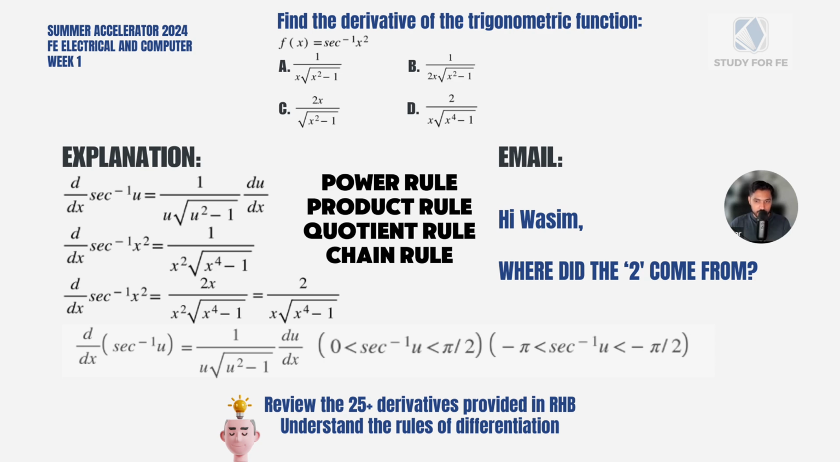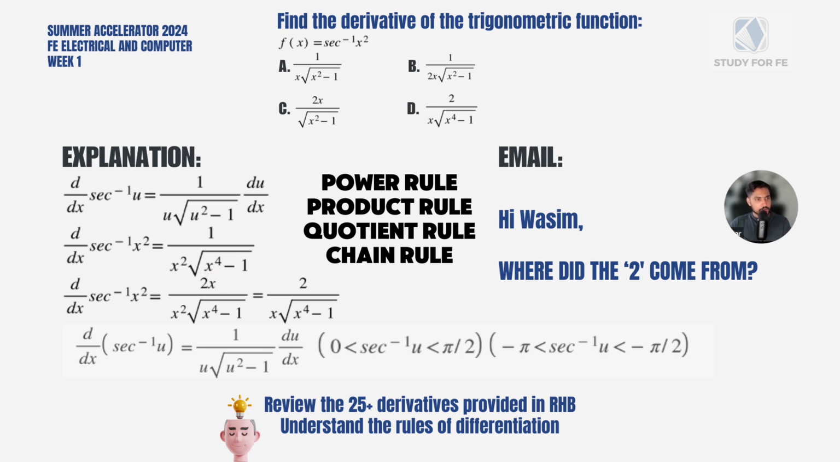Right? Minus 1. And then this guy is d by dx of not x, but x squared, right? So what do I end up with? 1 divided by x squared square root x to the power of 4 minus 1 and d by dx of x squared, which is equal to 2x.